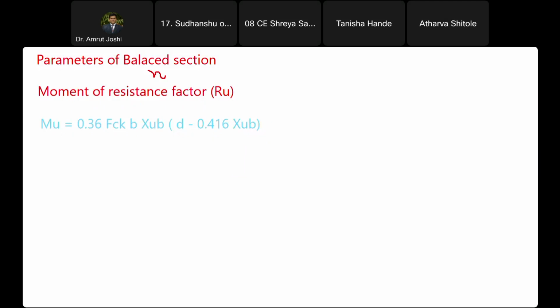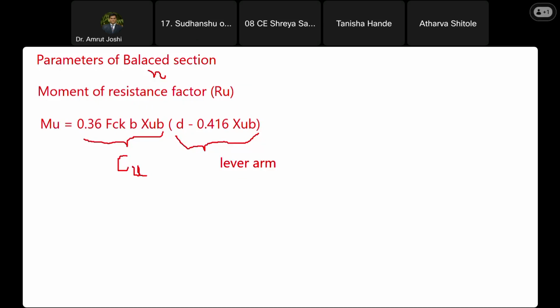So in last class, I have already discussed that this part of this expression is nothing but the compressive force Cu, and this part is nothing but the lever arm. So let me draw the bending stress distribution diagram for the reference. So if I draw the bending stress distribution diagram, this is the cross section.